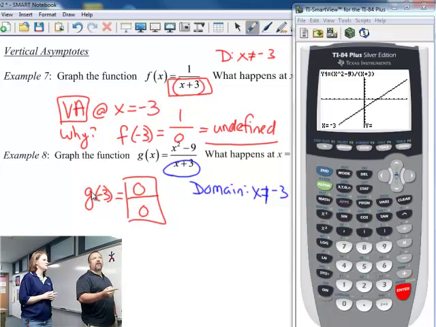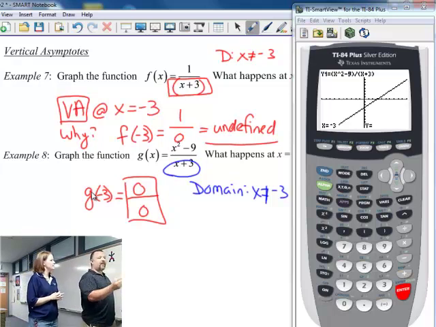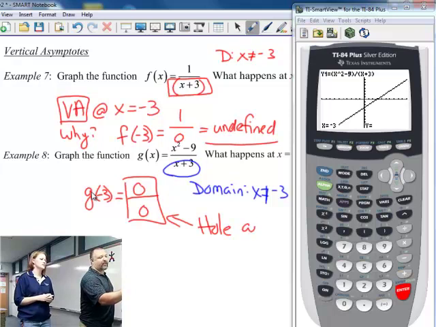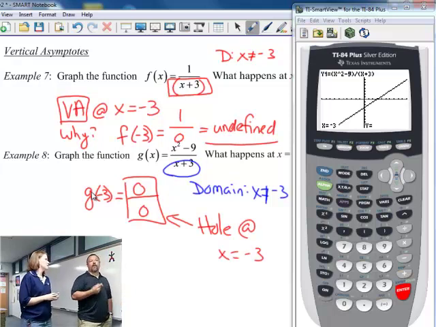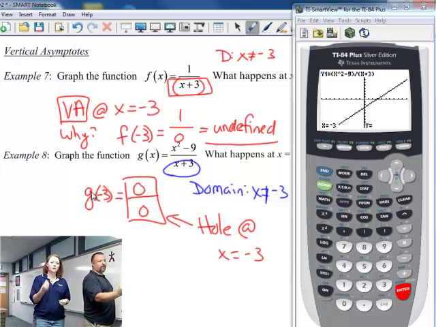0 over 0 does not give us a vertical asymptote. It actually ends up giving us what we see in the picture. That picture is actually just a line with a hole in it. That's a removable discontinuity. So this is going to give us a hole at x equals negative 3 as opposed to a vertical asymptote at x equals negative 3.